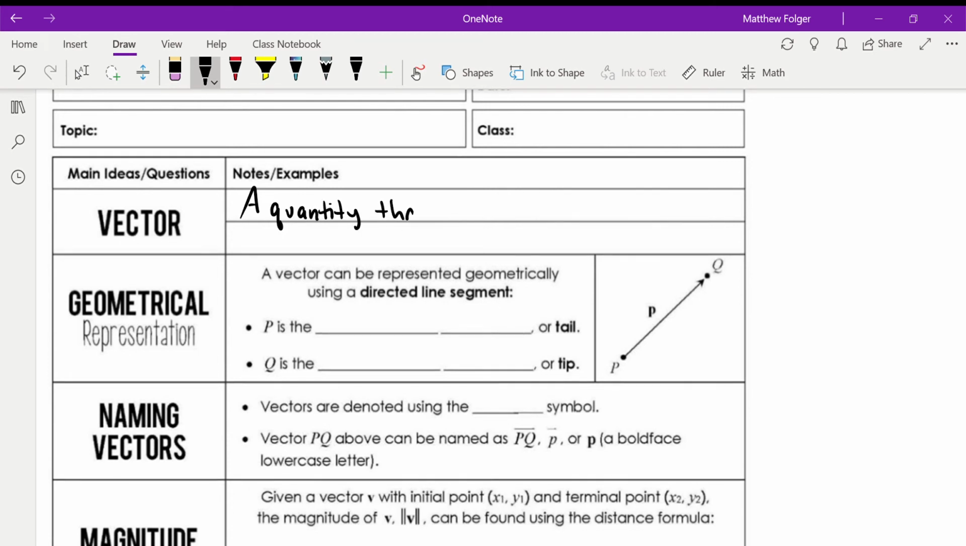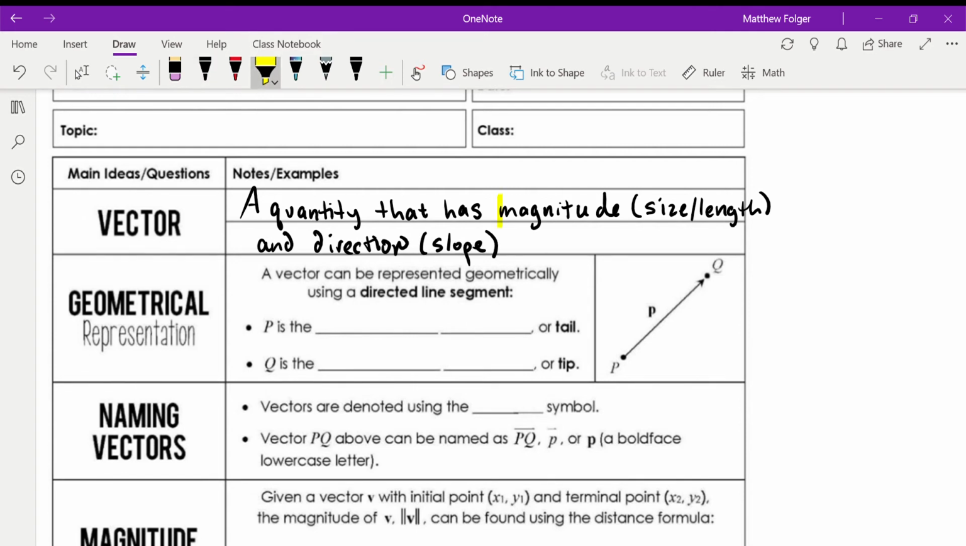that has two things. It has something called a magnitude. The magnitude is the size or the length of the vector. And it also has direction. You can think of direction as the slope of the vector. So these two things, magnitude and direction, are what make a vector unique.